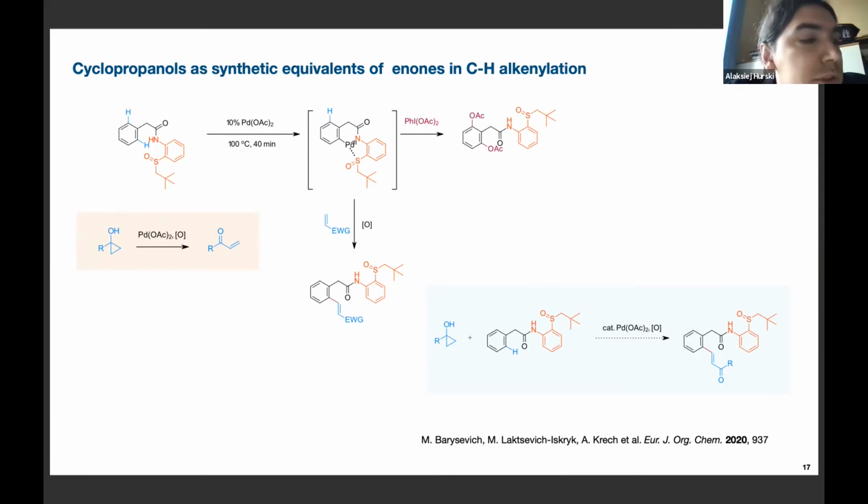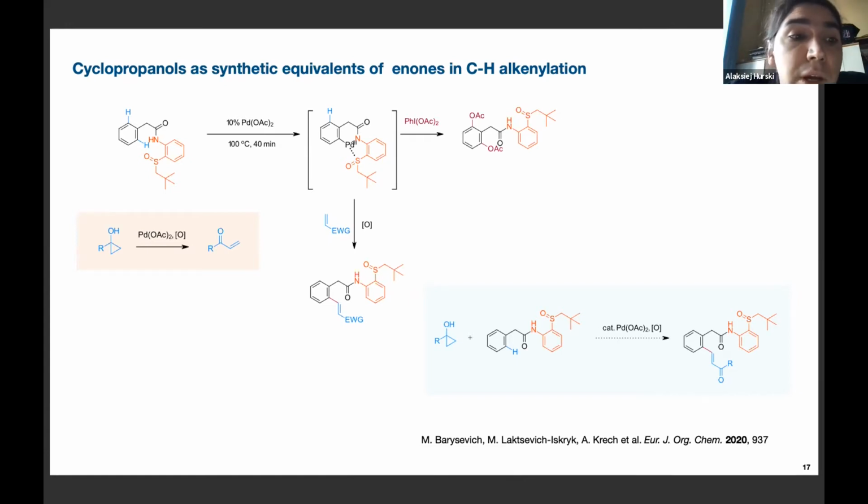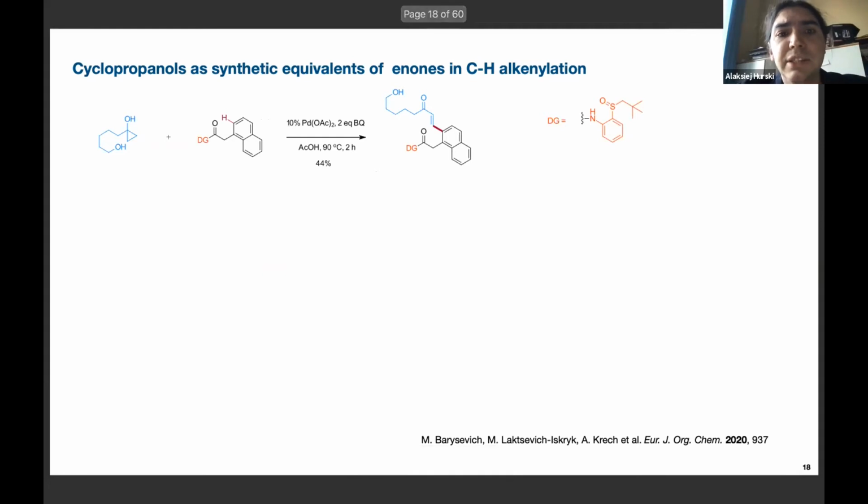Why should we use cyclopropanols instead of enones? Enones are not commercially available and they are quite unstable. But cyclopropanols can be easily prepared from esters. Carboxylic acids and their esters are a cheap starting material for organic synthesis. So cyclopropanols can be easily obtained, and they can be engaged in CH alkylation as a coupling partner, as a synthetic equivalent of alpha-beta unsaturated ketones. And it really did work.